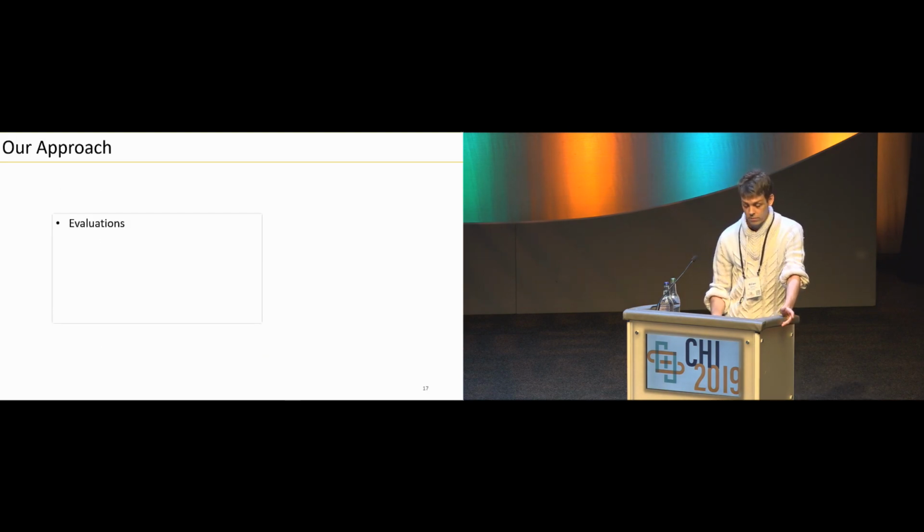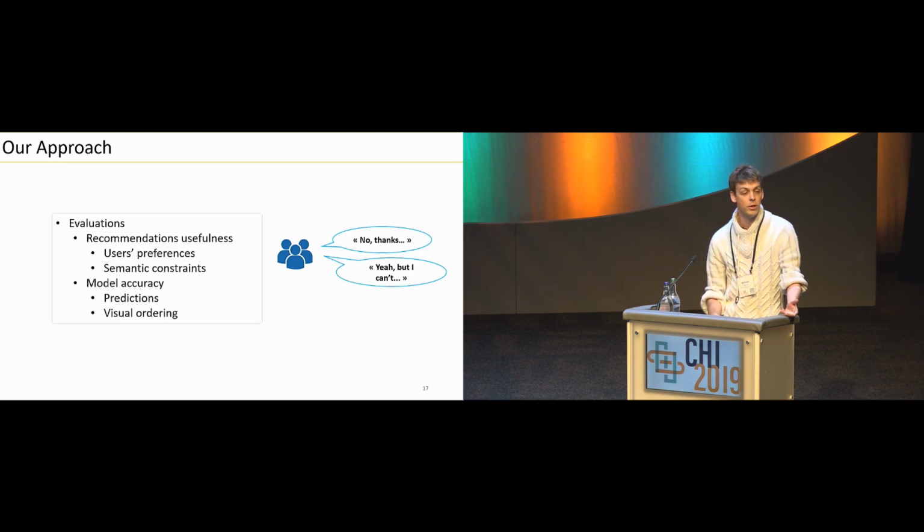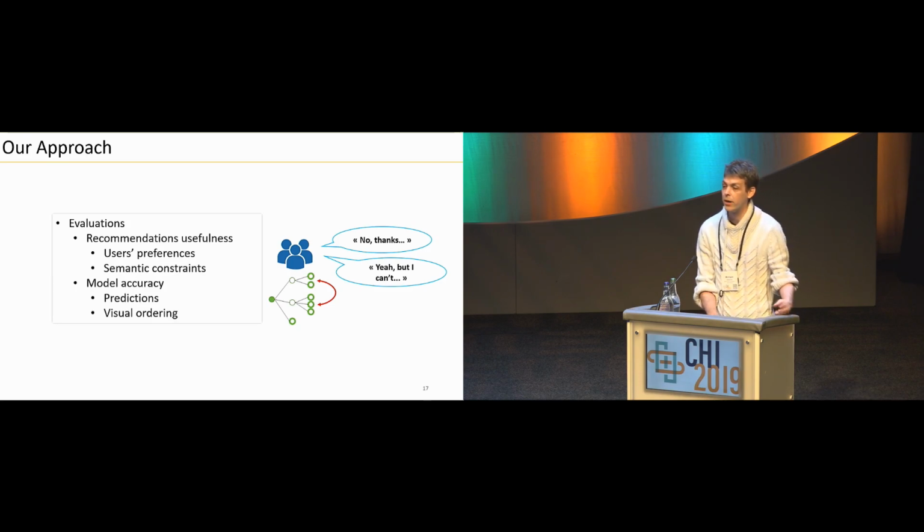We now want to validate this approach. So first we need to assess if these recommendations are useful. It depends on users' preferences. They might not wish to follow the recommendations at all. And semantic constraints: even if users are okay with the recommendations, they might not be able to follow them. And finally, we need to assess the model accuracy, to see if the selection time predictions are accurate. And we are also interested to know if there is a top-to-bottom visual ordering for some hierarchies, if we want to validate our heuristic about group ordering.